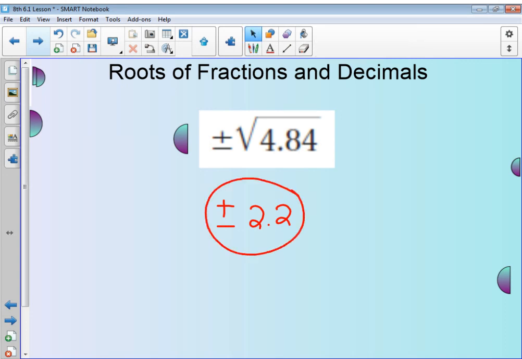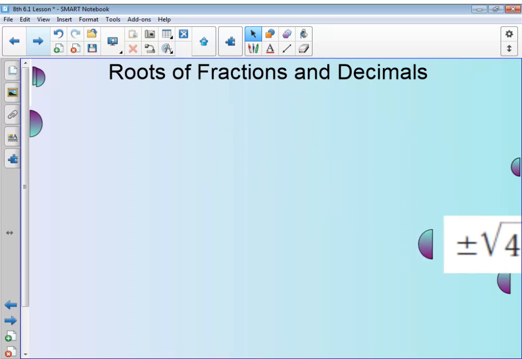Okay, remembering, understanding how to use that calculator. If you've got your square root button, it depends on the calculator. Sometimes you push that first and then the digits, and sometimes you do the digits first and then the square root button. You have to remember from yesterday how your calculator works.